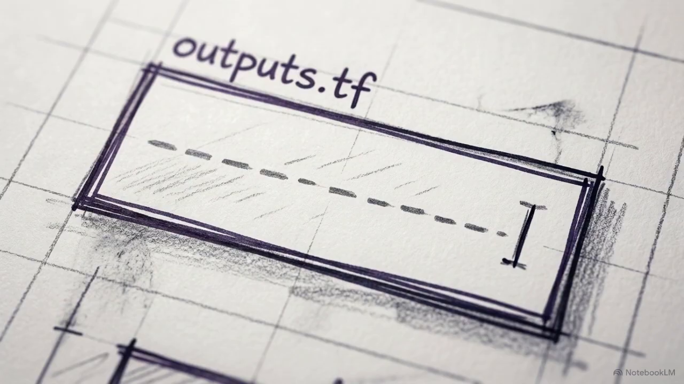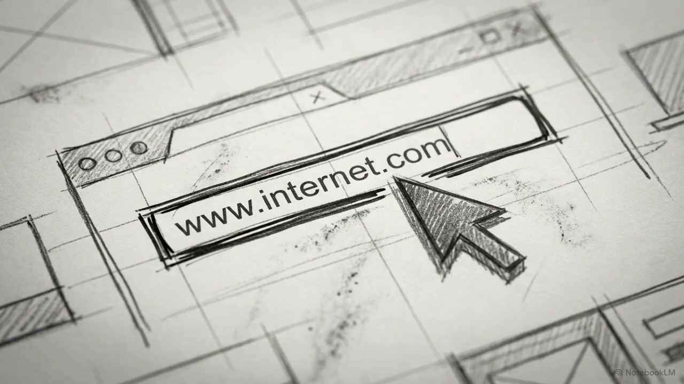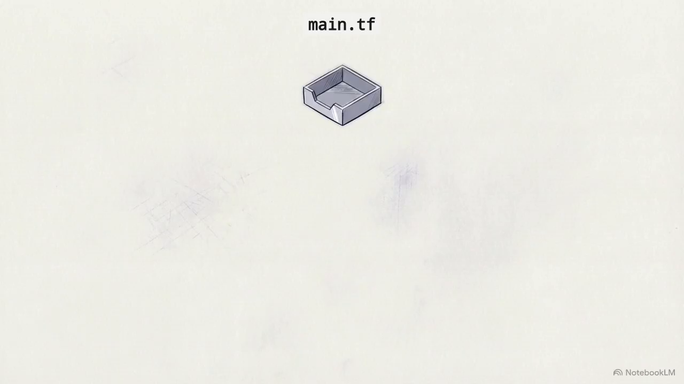Add an output block here to return the ALB DNS name. ALB stands for Application Load Balancer, and this output gives us the specific URL needed to access the web cluster. Now, migrate your existing web server resource blocks into the new main.tf file inside the module directory.